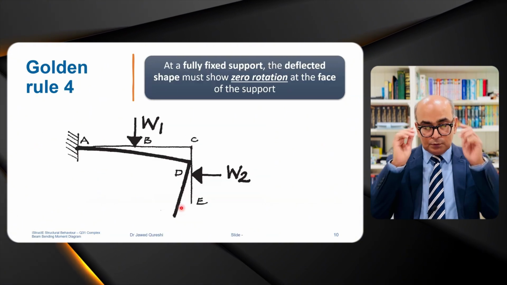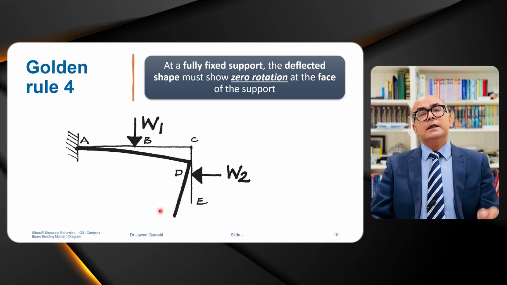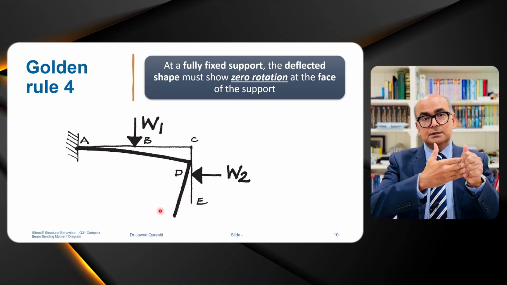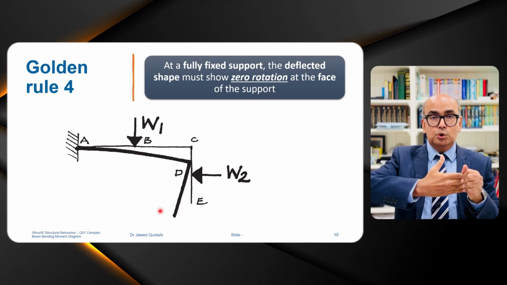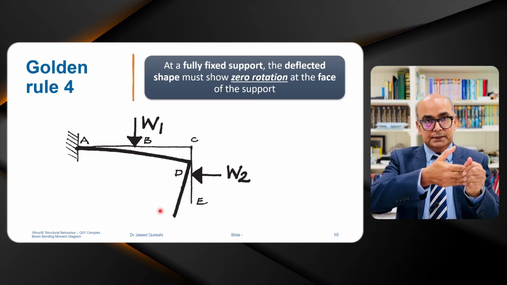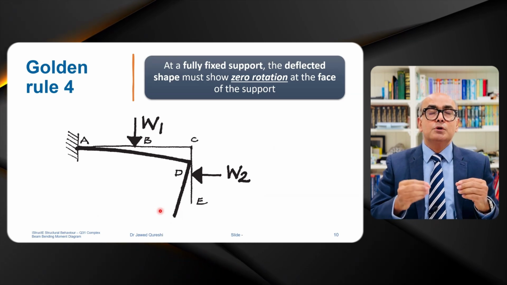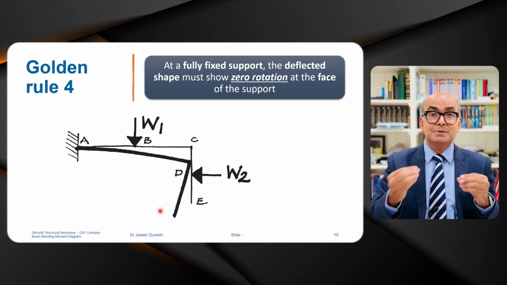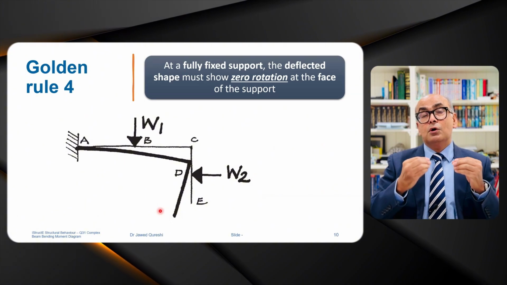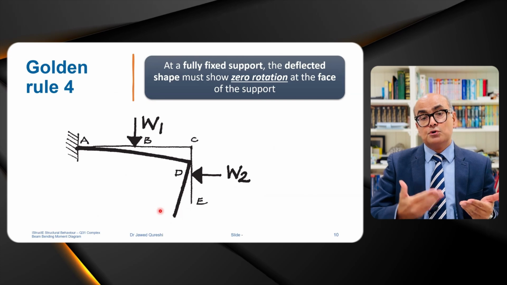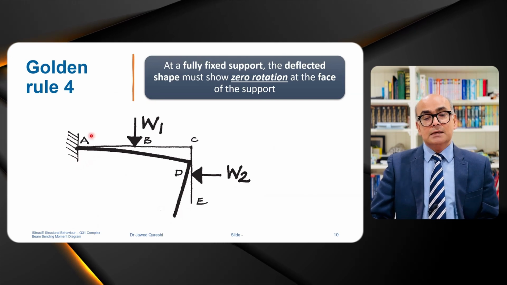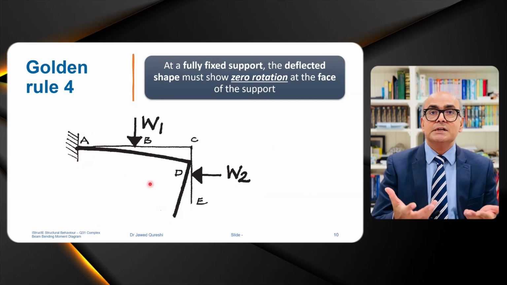Let me move to golden rule number 4. Whenever you have a fixed joint, when you are applying loading at the other end, this end which is fixed will not rotate at all. This is the basic condition of a fixed or a built-in or encastre joint, that it will not rotate at all. In this case here at A, it is not rotating at all.